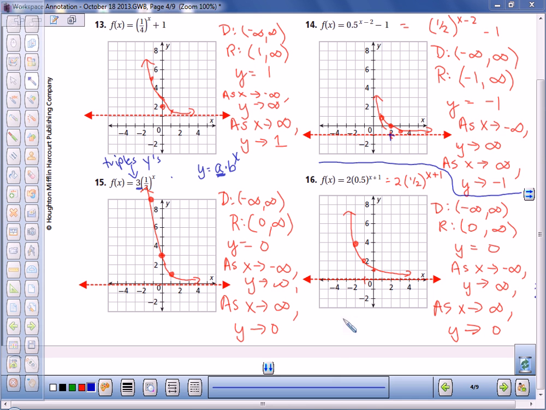Okay, this was shifted right 1. That's not right. That's left. Left 1. And doubled.